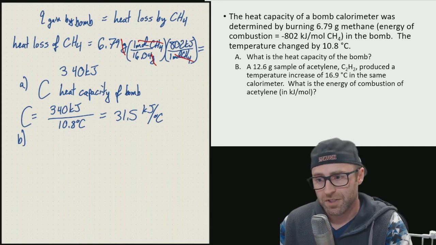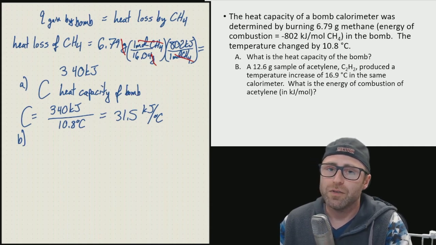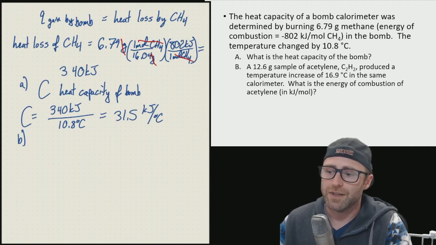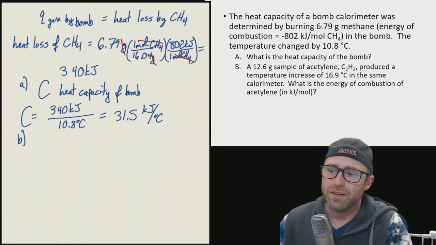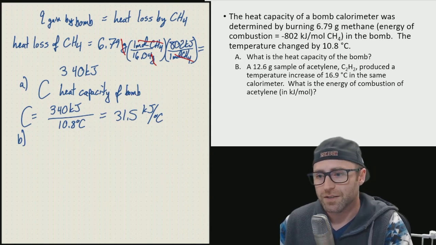acetylene, which is a different compound. It's C2H2. It's often used in welders. So acetylene welders. It's a highly combustible gas. Really does some gnarly stuff. Makes a really nice hot flame. When we burn 12.6 grams of acetylene inside our bomb, now we're going to see the temperature is going to increase by 16.9 degrees Celsius.